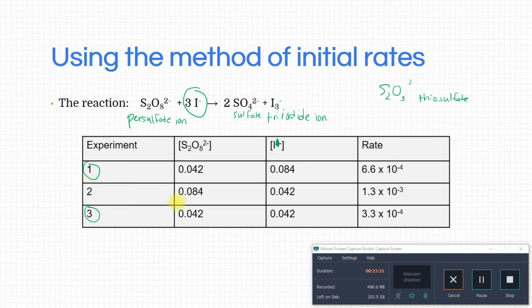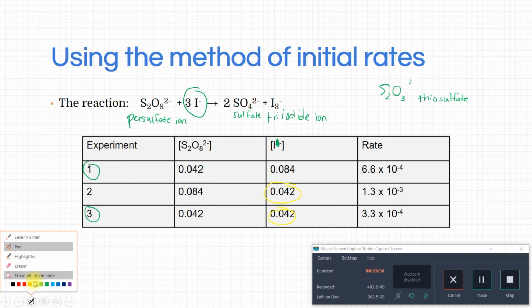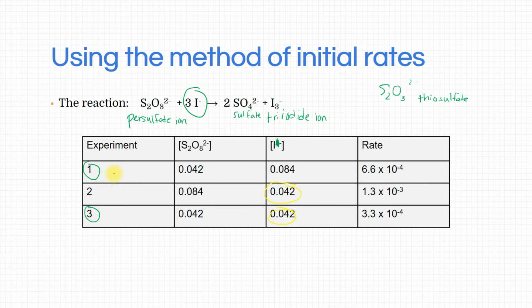All right. So you'll see, like here and here, this is where the iodide is constant, and the persulfate is in green. This is structured very carefully to have this pattern. So when you're given a bunch of data and you have to calculate this on your own, you need to look for the reactions where one of the reagents is the same and the other one is varied. So here's how we're going to do it.